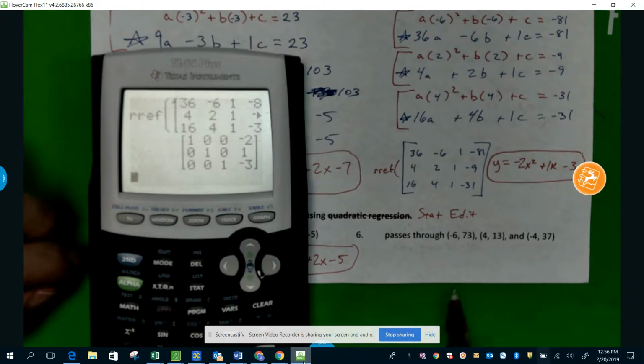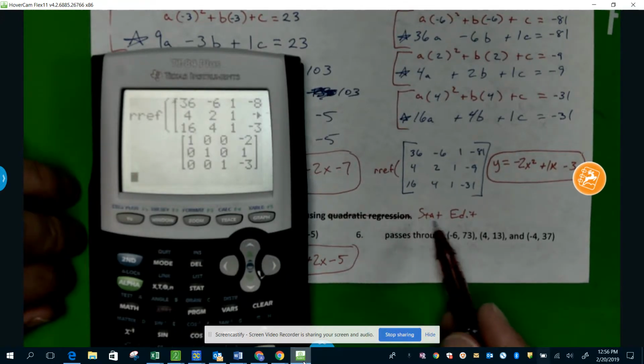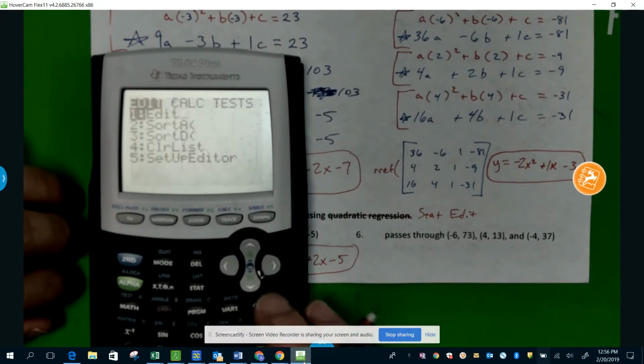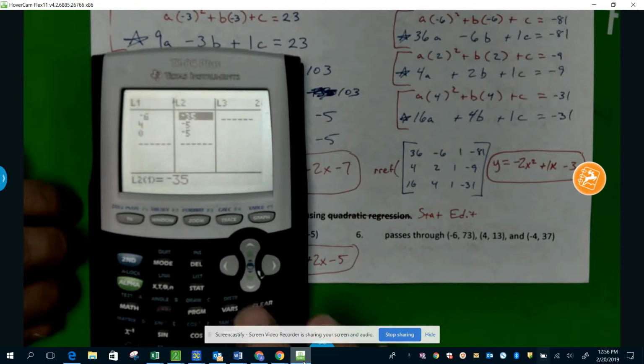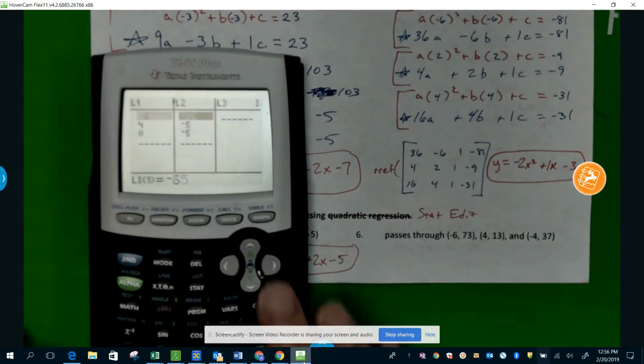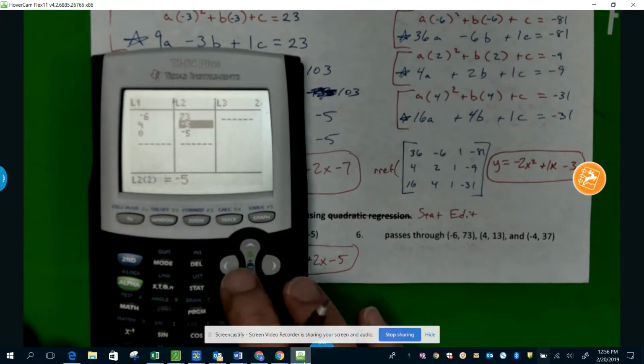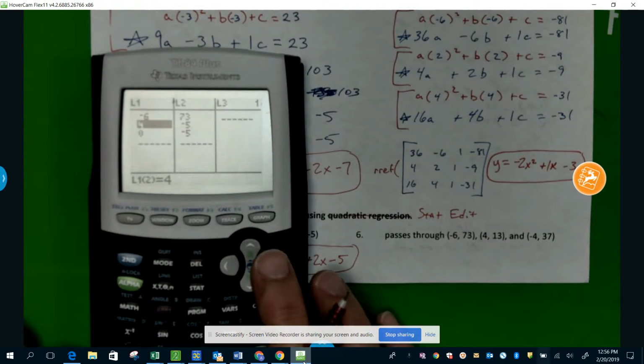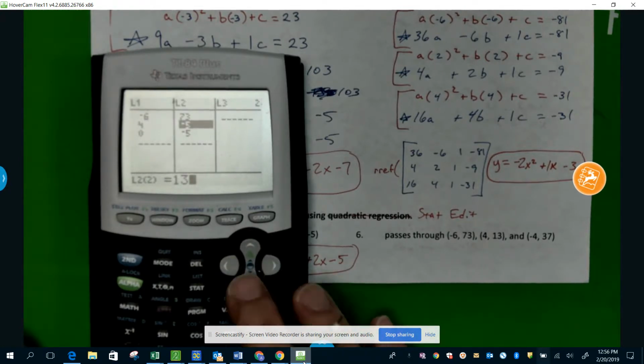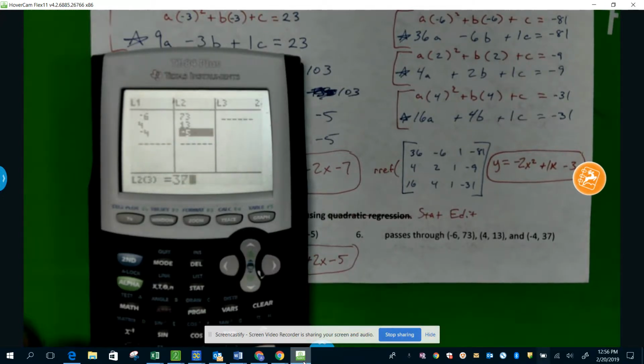Number 6, quadratic regression is another way of saying stat edit. So if we go stat edit, let's plug these coordinates in. I've got negative 6 and 73, 4 and 13, and negative 4 and 37. So make sure you've got the right coordinates plugged in there.